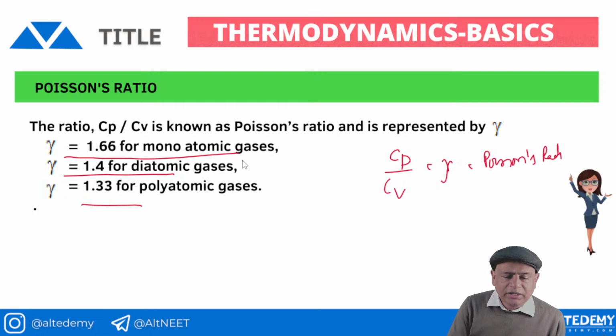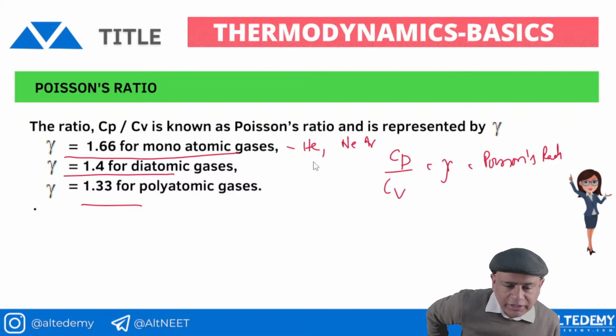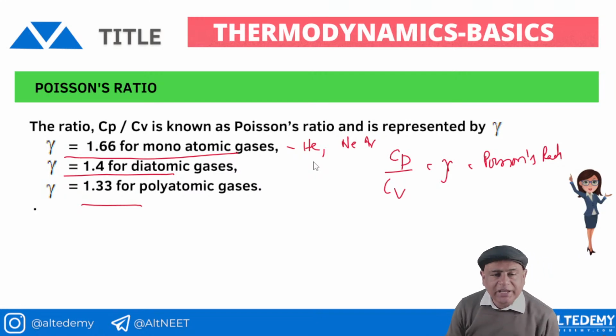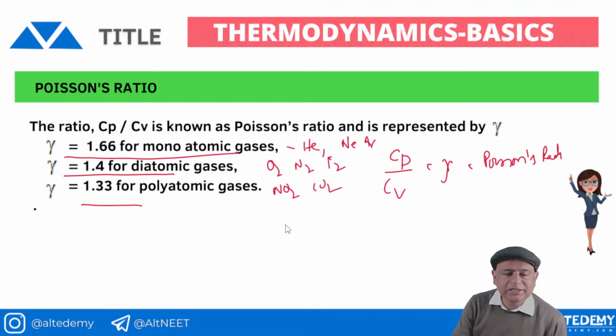Remember it. For monatomic gases, like helium, neon, argon type gases are closed inside the container. As I told you, thermodynamics is all about a gaseous system, so any gas can be there. Gases can be monatomic, gases can be diatomic. Diatomic gases, we have oxygen O2, N2, F2. That can also be inside a container. We can have polyatomic gases, NO2, CO2, which can be inside the container. So for all of them, we find out Poisson's ratio, that is gamma.